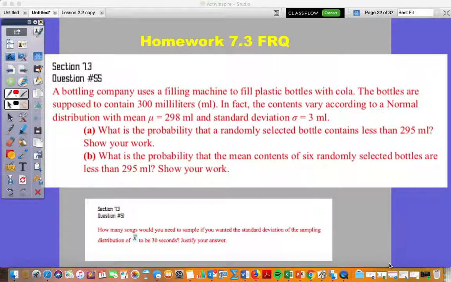Got something? You did it right here. I don't understand this formula. Why are we doing this? 295 minus 298. Let me keep going over standard deviation. Our new standard deviation is this formula. What's the standard deviation? The sigma thing.